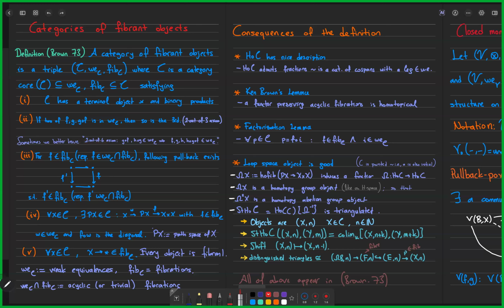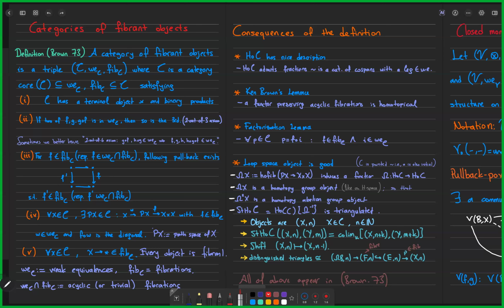There is also Cameron's lemma, which follows directly from the definitions. A functor that preserves acyclic fibrations between categories of fibrant objects must preserve all weak equivalences. So it is a homotopical functor. And there is the factorization lemma. Any morphism, any arrow in C, factors as a composition of a fibration with a weak equivalence.